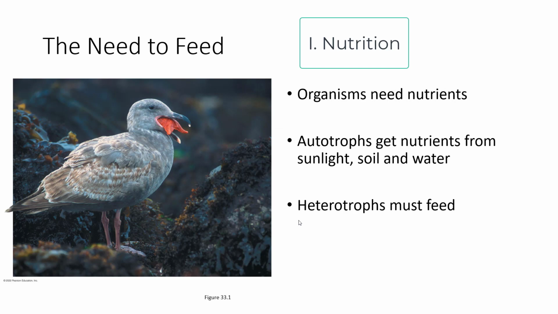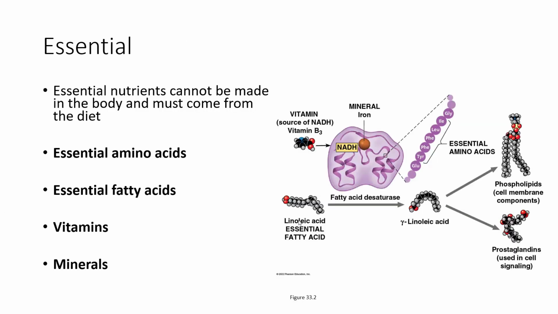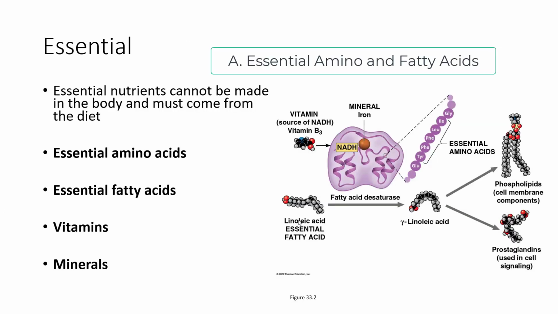Organisms need nutrients, and being heterotrophs, animals need to get them from something else. Autotrophs are capable of getting nutrients from the sunlight, the soil, and the water, but us heterotrophs, well, we have the need for feed. Now, what do we need to get from the environment? Well, we need to get essential things.